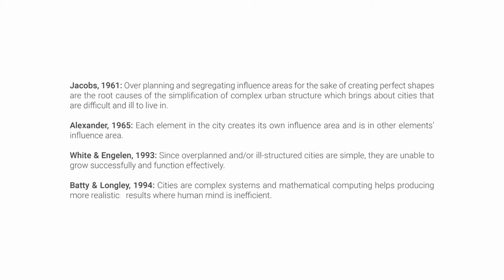Cities are changing, growing, and at times shrinking under the effect of complex relationships which we are mostly unaware of. Jane Jacobs says that overplanning and segregating influence areas like districts and neighborhoods for the sake of creating perfect shapes are the root causes of the simplification of complex urban structure, which brings about cities that are difficult and ill to live in. Christopher Alexander argues that each element in the city creates its own influence area, and it's in other elements' influence area. Accumulation of these areas construct the complex structure of the city.